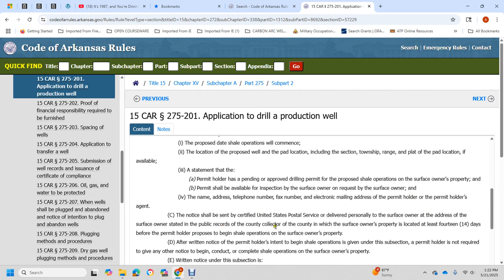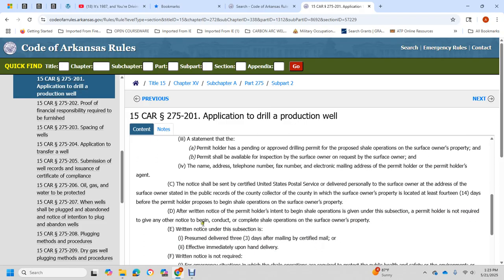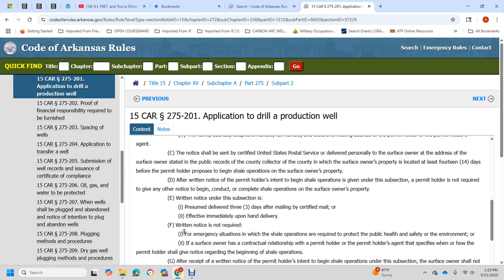public record of the collector of the county in which the surface owner's property is located, at least 14 days before the permit holder proposes to begin shale operations on the owner's property. Written notice from the permit holder of the beginning of shale operations is given under this subsection. The permit holder is not required to give notice of the beginning of the complete shale operations on the owner's property. Written notice under this subsection is presumed delivered on the third day with certified mail and immediately upon delivery on hand delivery.